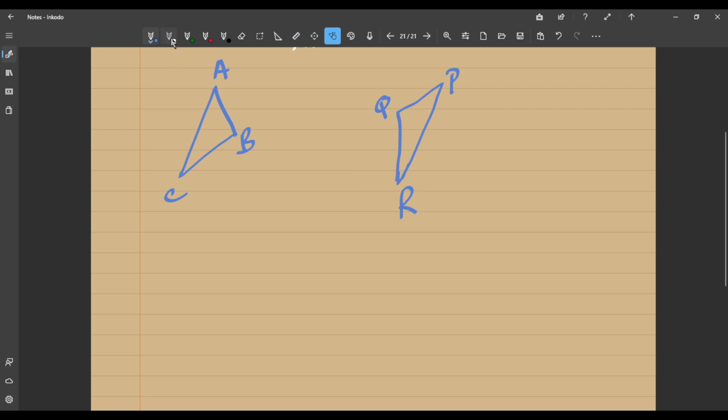So A, B, C and P, Q, R. I am interested in seeing whether if AC is equal to PR, AB is equal to PQ, and BC is equal to QR, if this is true, then does this imply that the triangles are congruent? Does this imply this congruency?